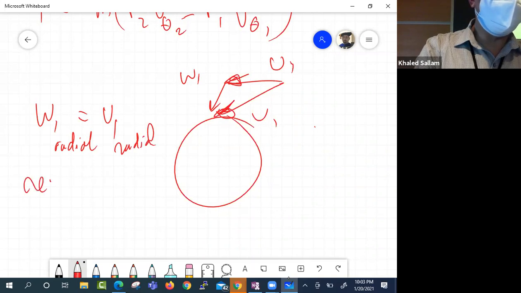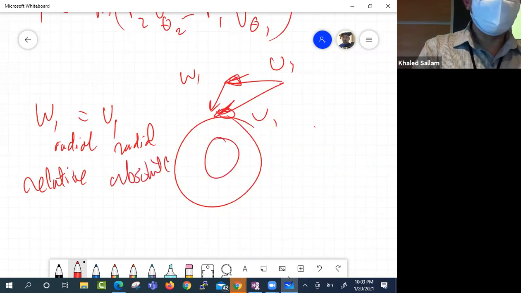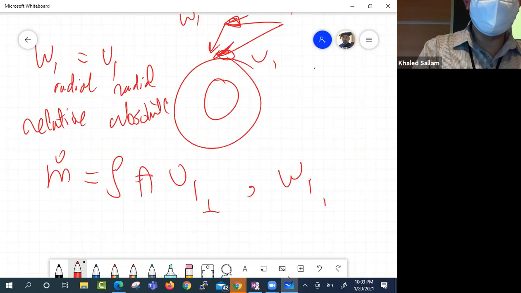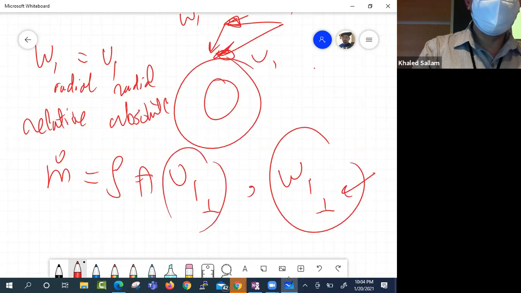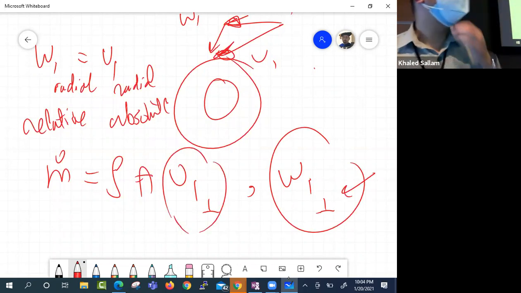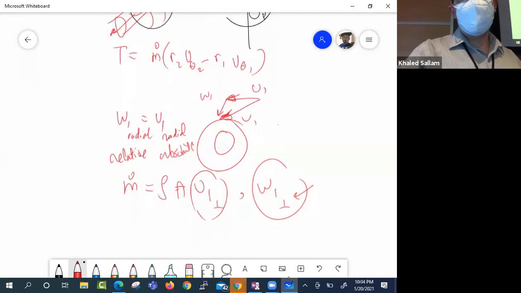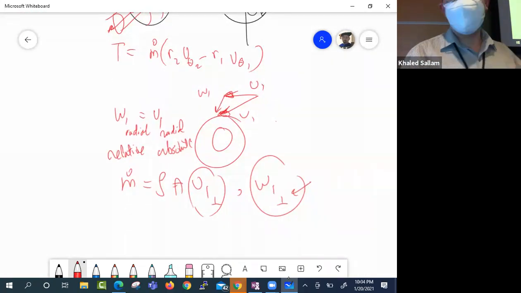Why is the radial component of the relative velocity the same as the radial component of the absolute velocity in a turbomachine? And therefore, when it comes to m dot, which is rho A V, it doesn't matter whether you use V1 normal or W1 normal. That's my symbol for normal. Why is it always the same? You understand the question? Send the answer in an email to me. You get one free homework.